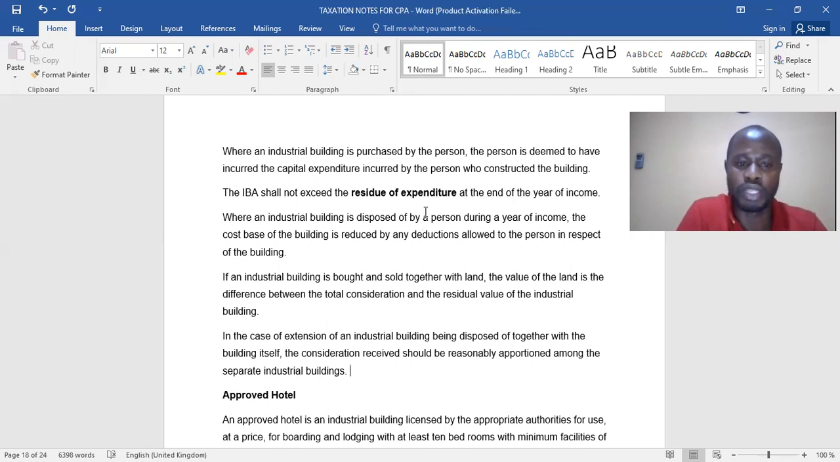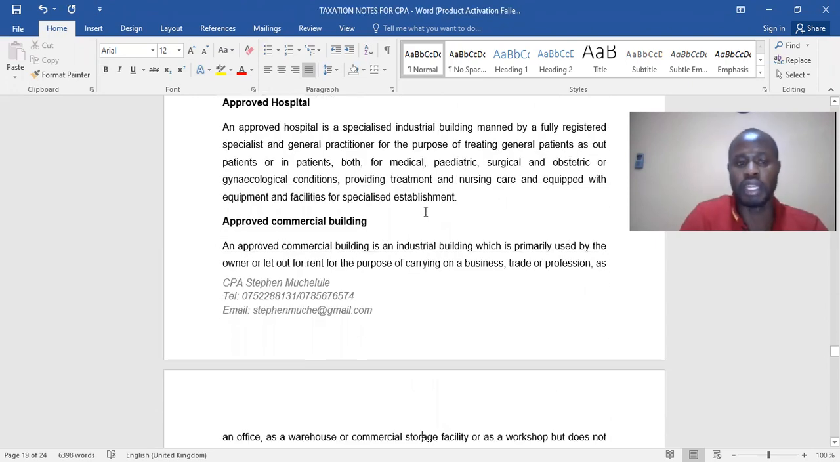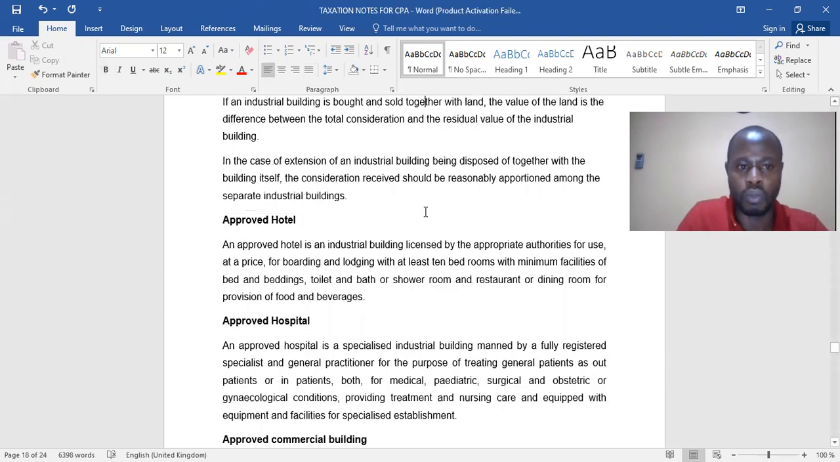When we were defining an industrial building, we talked about an approved hotel as also being one of the components of an industrial building. And we also talked about an approved hospital. An approved hotel is an industrial building licensed by the appropriate authorities for use at a price for boarding and lodging with at least 10 bedrooms with the minimum facilities of bed and beddings, toilet and bath or shower room, and restaurant or dining room for provision of food and beverages. So that's the simple definition of an approved hotel. It is unlikely that they will ask you that, but it is good for your knowledge.